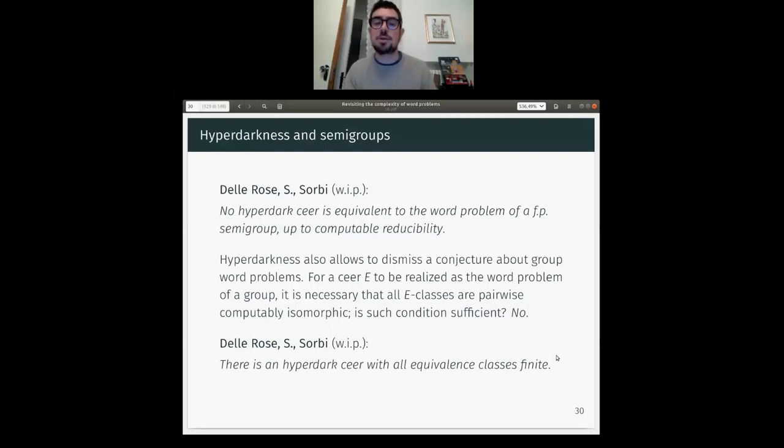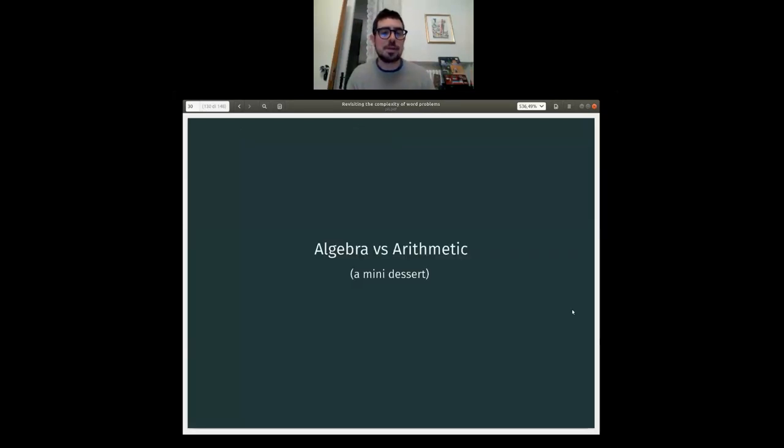Now, I'm cheating a little bit here, because I'm speaking about being just pairwise computably isomorphic, not uniformly computably isomorphic. So it's still open. Of course, we don't believe it will be the case. But at least theoretically, it's still open whether, if you have an equivalence relation with equivalence classes that are uniformly computably isomorphic, then it might be realized by a finitely presented group.